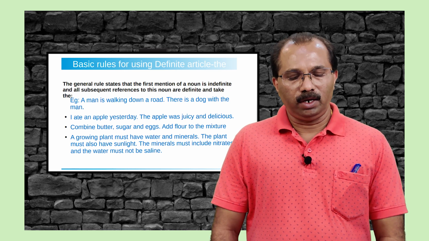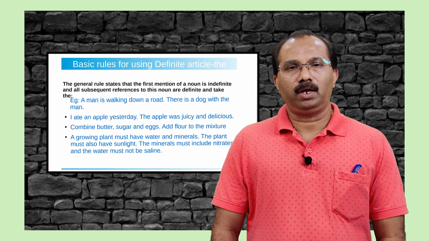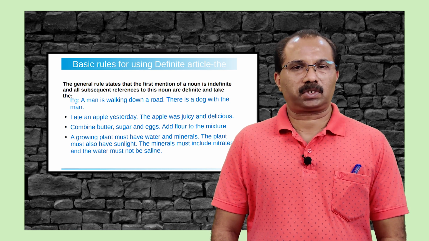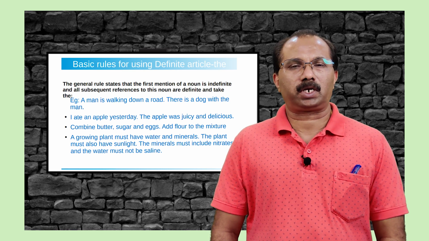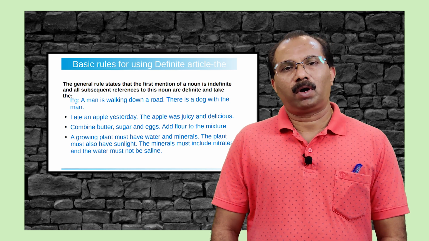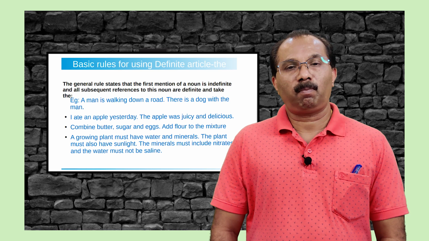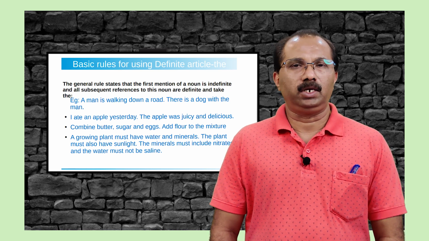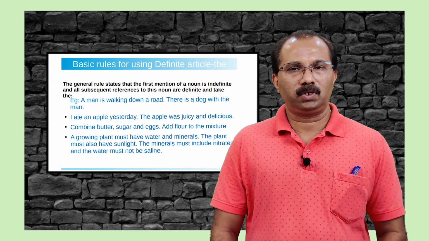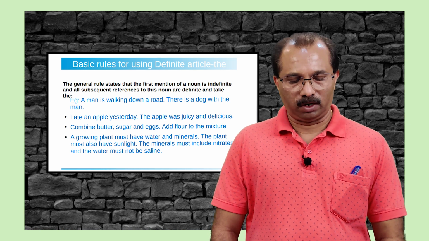Next sentence: I ate an apple yesterday. This is the first reference, the first time I am mentioning the apple. Now, I want to say something more about this apple. We say, the apple was juicy and delicious. The apple means the apple that I ate yesterday.